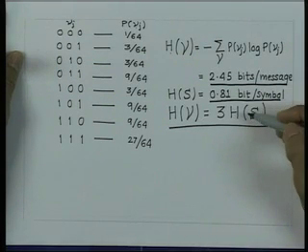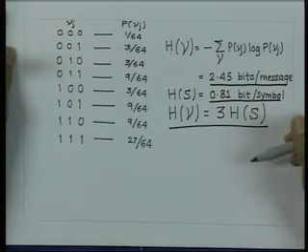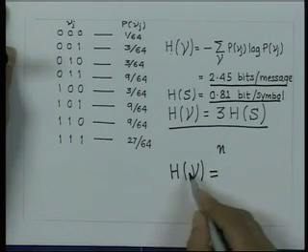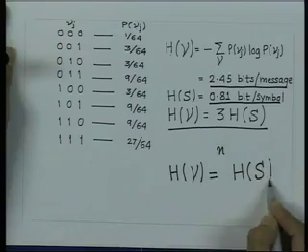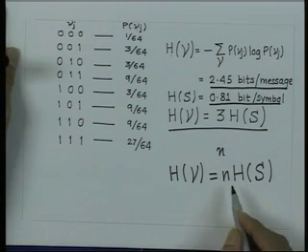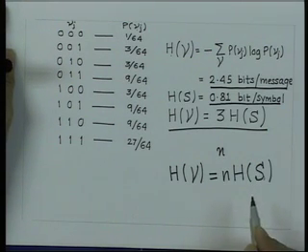Instead of looking in block lengths of 3, suppose I start looking in block lengths of n. Then what is the relationship which I will get between the new source V and my old source? It is not very difficult to prove, and that we will do very shortly, that it will turn out to be nothing but n times HS. This is valid only when my original source S is a zero memory source.